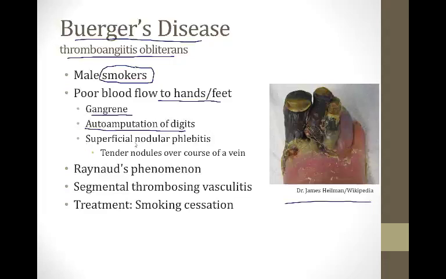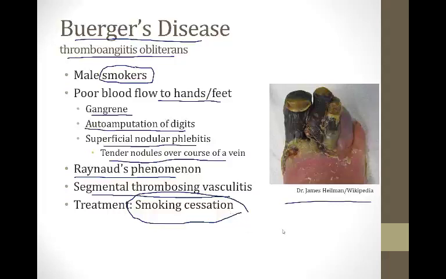They also can develop something called superficial nodular phlebitis, which is where they develop tender nodules over the course of a vein. In addition, they can develop Raynaud's phenomena, where they have poor blood flow to their hands and can develop ulcers. They can also get something called segmental thrombosing vasculitis, where they have blood clots that cut off the blood flow to the hands and feet. The treatment for this condition is smoking cessation. As I said, it almost always occurs in a smoker, and if they stop smoking, the symptoms will improve.